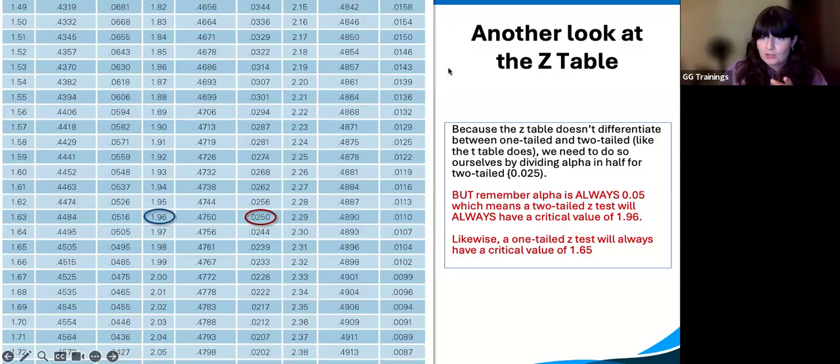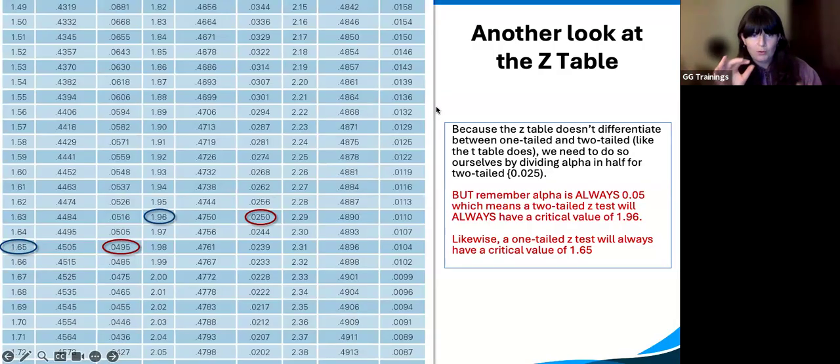Now, if we have a directional H1, that means that, say, for example, population average is greater than 6, so we specify the right-hand side, it's greater. And then there's no need to divide the alpha because we're putting all of our eggs in one basket, full alpha on one side. So in that case, we would look for 5%, not 2.5%. So 5% is in this side of the C column, and that would correspond with the Z value of 1.65.